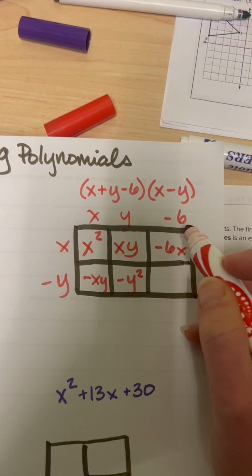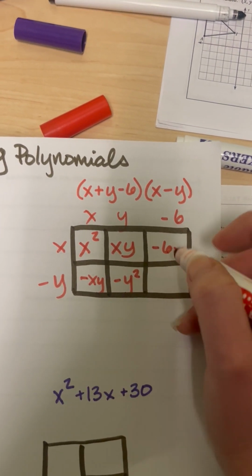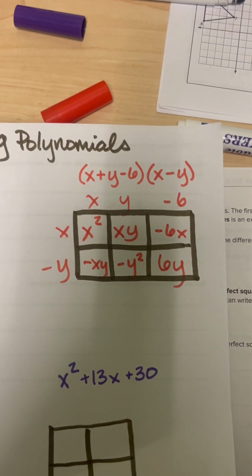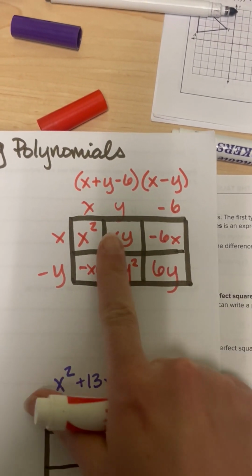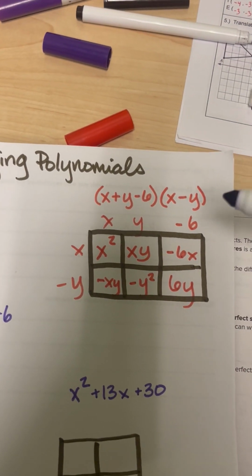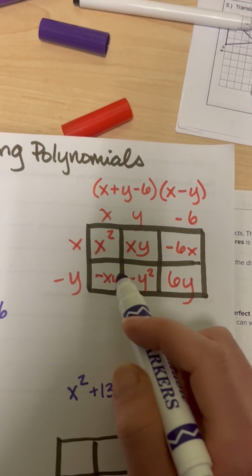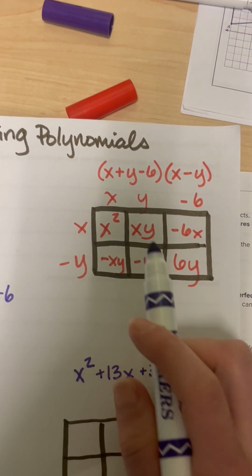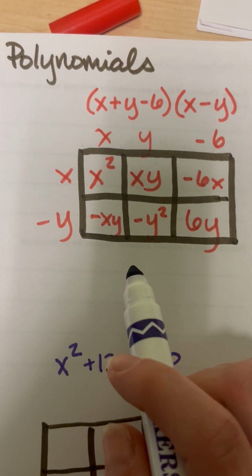I'm hoping you pause this and do this by yourself. Negative 6 and negative y is positive 6y. So part of your learning intention is also combining like terms, and we call that adding and subtracting polynomials. So when I write out the answer, I see that I have some like terms here. Let's see if you guys can identify what are like terms.